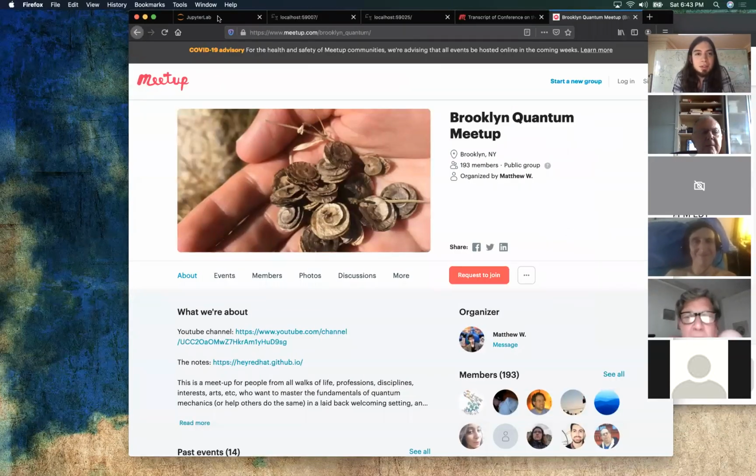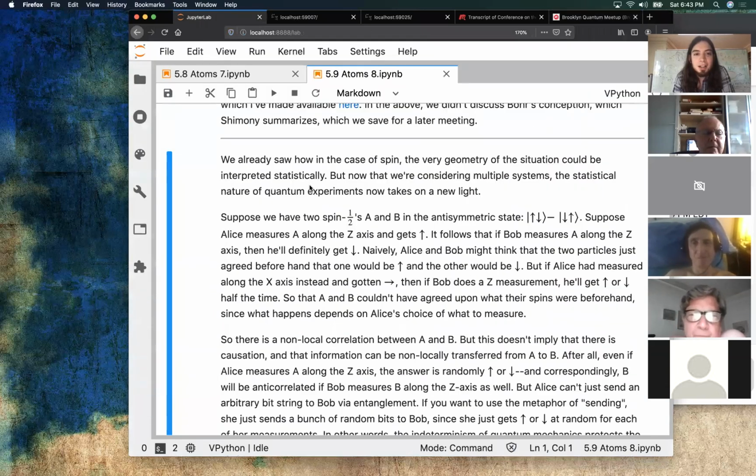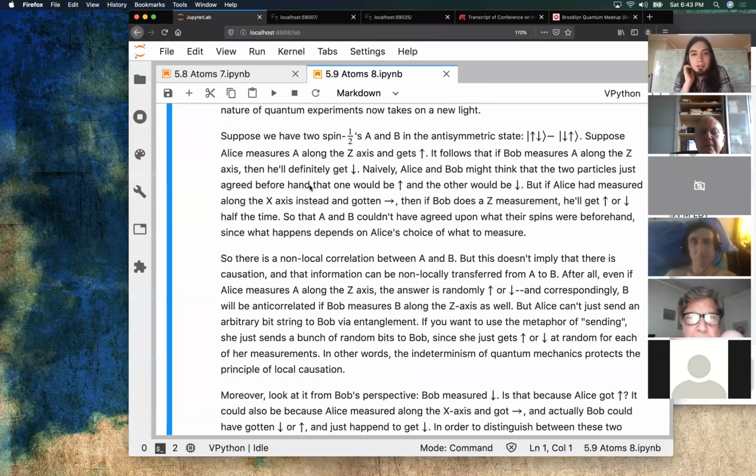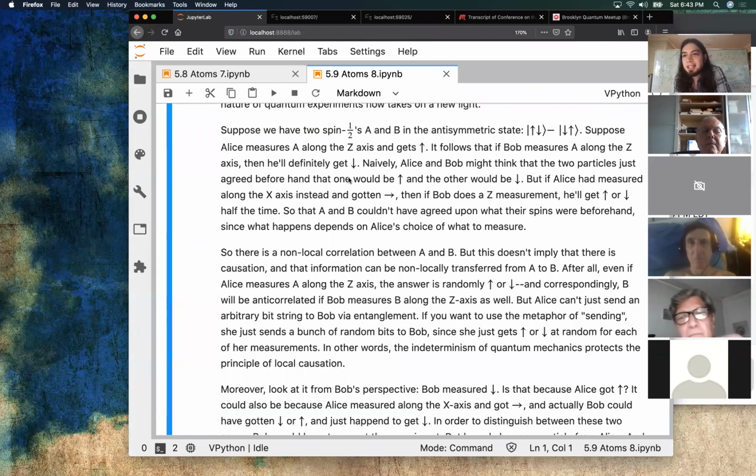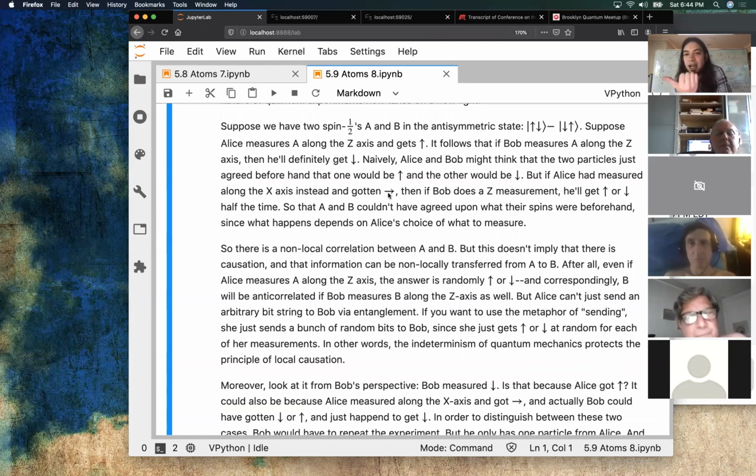Right, but consider the classic argument, which I'm sure you know. If you have an anti-symmetric state, Alice measures along the z-axis and gets up, and if Bob also measures along the z-axis, he'll get down. You could naively think that the particles had agreed on something beforehand, but what if Alice had measured along the x-axis and gotten sideways?